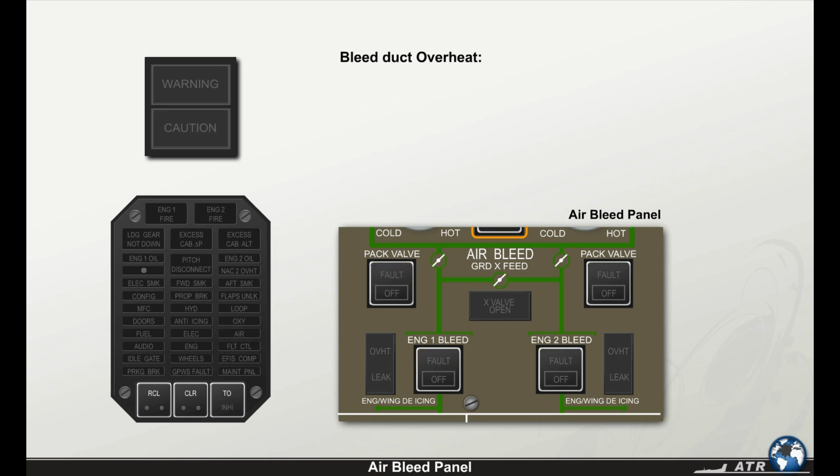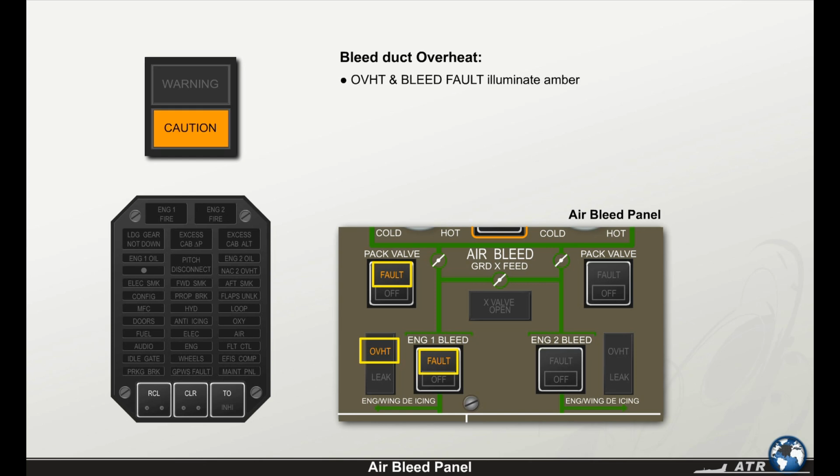In case of bleed duct overheat, the associated overheat, bleed, and pack fault lights illuminate amber, and the CCAS is activated, which generates a master caution flashing light, illuminates the amber air light on the CAP, and sounds a single chime.